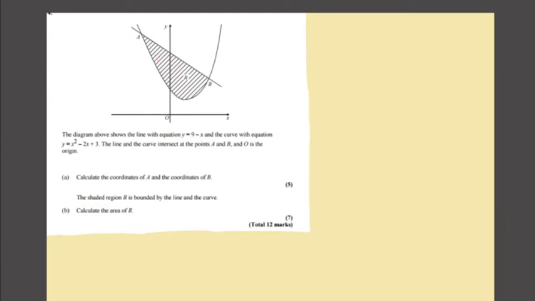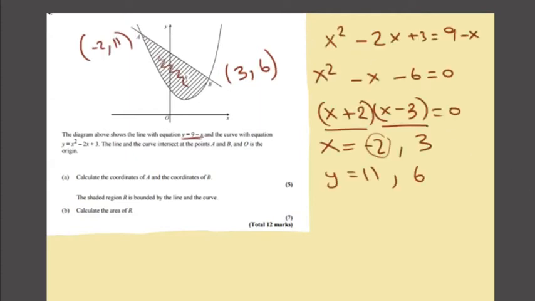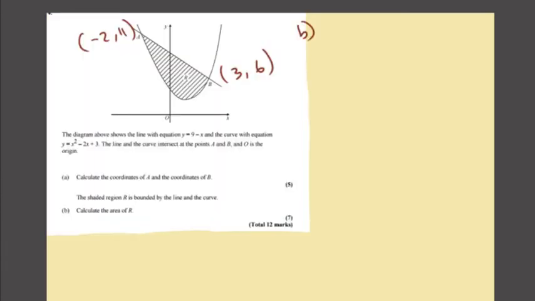Okay, there we go. Just to remind you, the coordinates of A are -2 and 11, and the coordinates of B are 3 and 6. So part B. The same thing that we did in the first question. Because of the first part of the question, we've already equated them and we found out what that is equal to. So let's just jump on and do that.